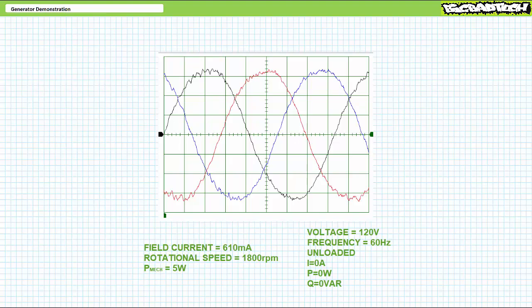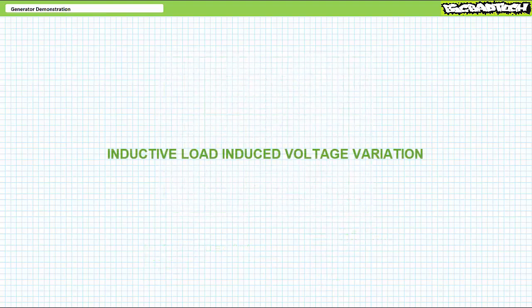Notably, increased current draw for resistive loads results in decreased output voltage magnitude. A quick solution to this problem was to increase field current in response. Again, I need to emphasize this prime mover was operating in constant speed mode, thus we observed no load-induced frequency effects. Let's now take a look at inductive loads.